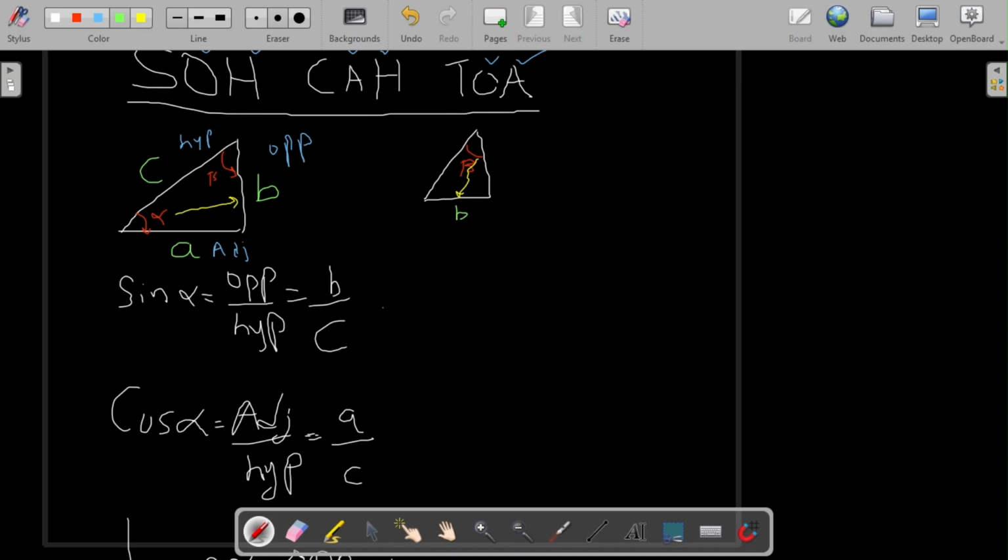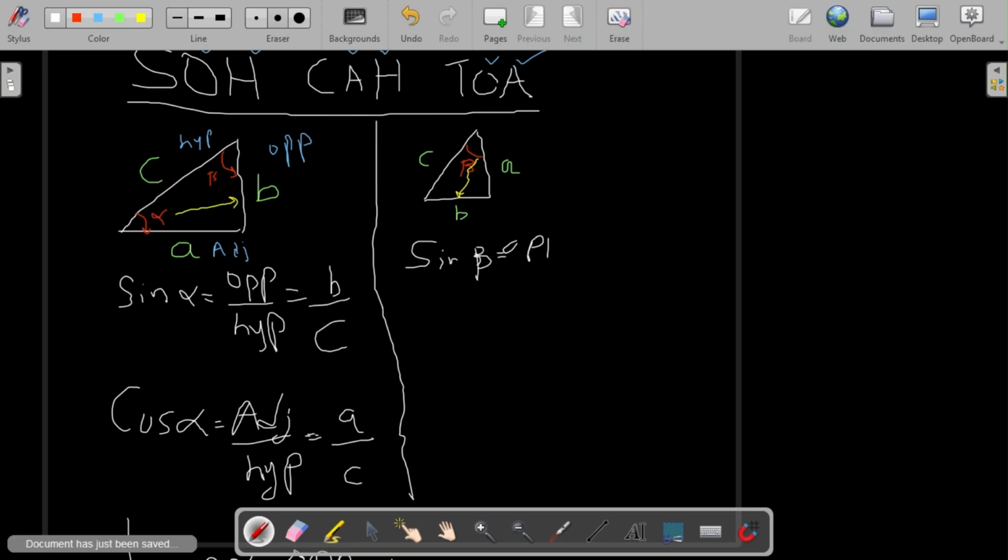Now, what is the longest side? Hypotenuse, that's C. And the small side of it to be considered is A. So in this case, what is sine alpha? Sorry, sine beta. Sine beta is, we are not using alpha this time. Sine beta is opposite over hypotenuse. This thing gives you opposite, and this is hypotenuse.